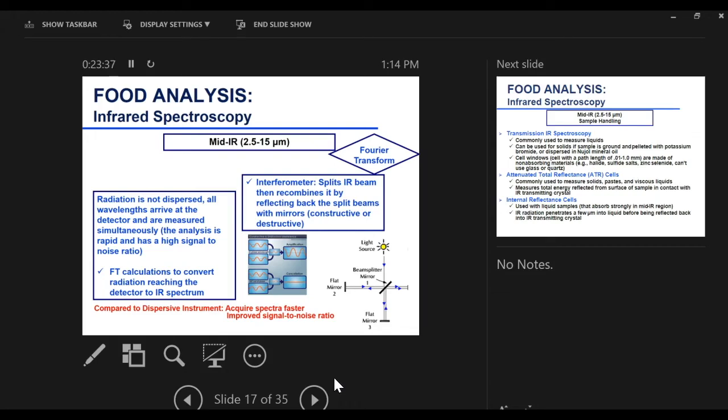And this increases the sensitivity and increases the specificity of the method of the detection, or the spectra, or the fingerprint of your analytes. And it improves the signal to noise ratio. So it's highly sophisticated instrumentation compared to the dispersive instrument.